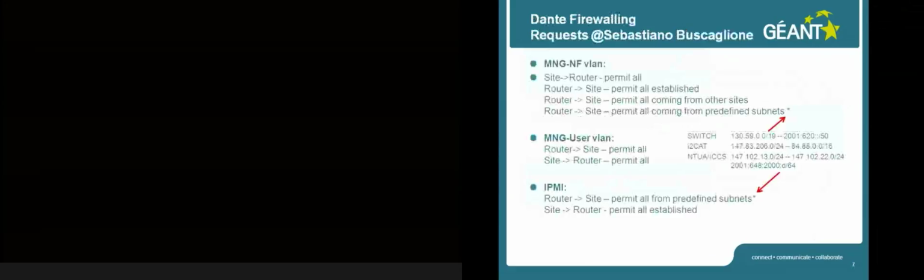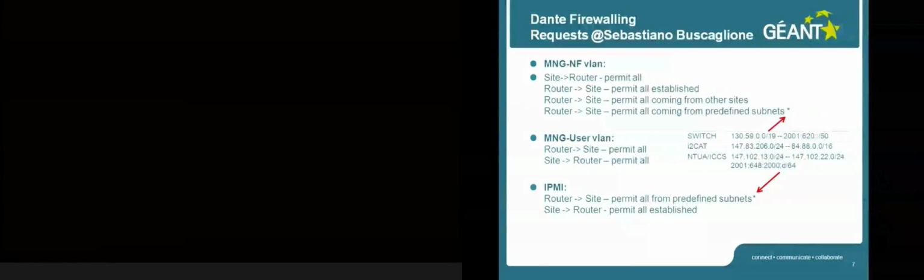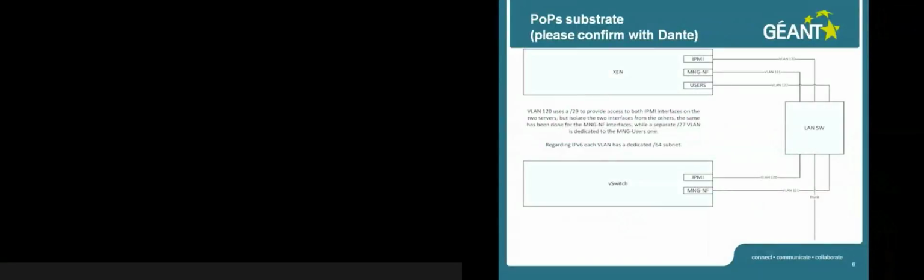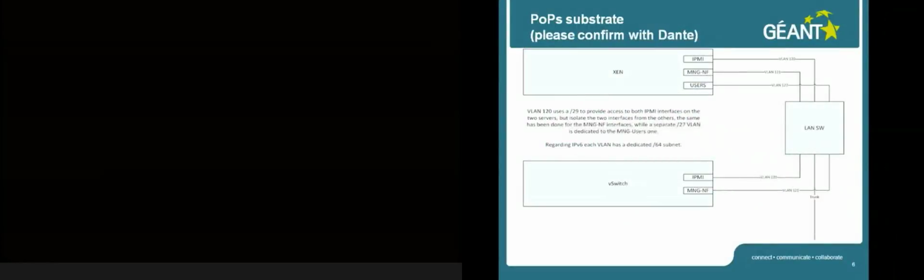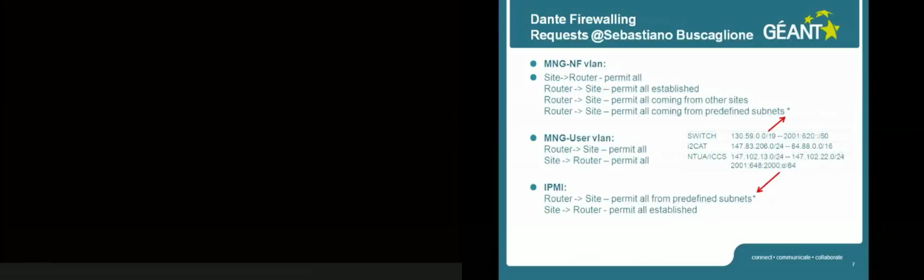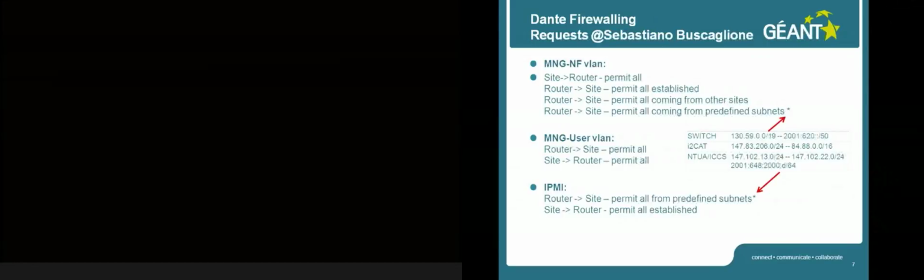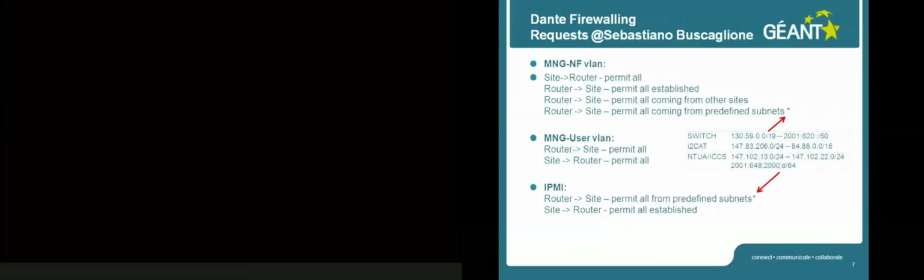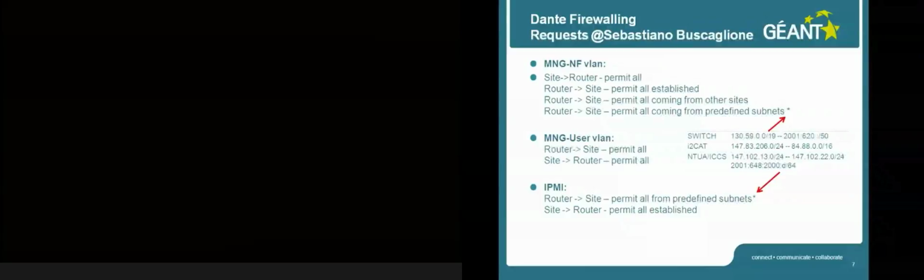So this is the firewalling rules. In Dante's eyes, there are just three VLANs with three subnets per POP. So they are implementing their firewall rules based on this logic. For management, NF means network factory. This is our OpenFlow facility management subnet. From the site, from the POP to the router, we have permission to send whatever we want.